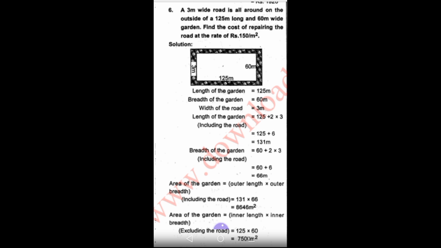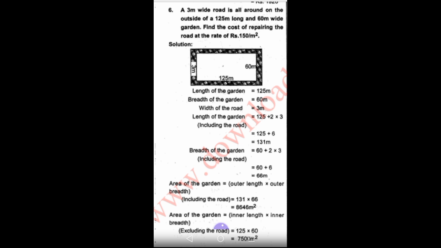Breadth of the garden is 60, which is the inner breadth of the rectangle, plus twice the width of the road. 2 multiplied by 3 we get 6. When we add 60 plus 6, we get 66 meter, which is the breadth of the outer rectangle, or the breadth of the garden including the road. Now find out the area of both rectangles.